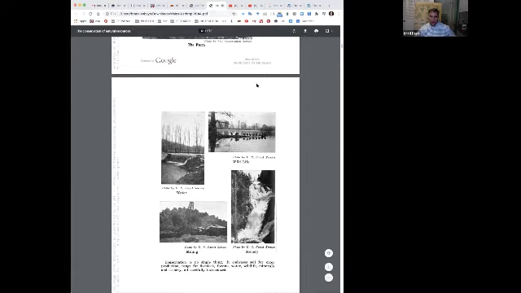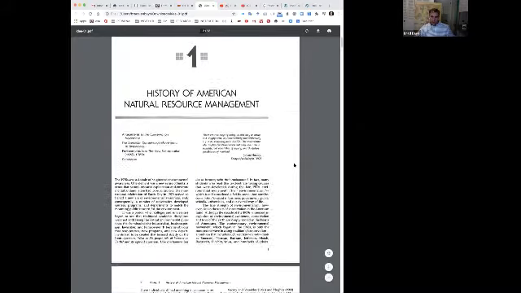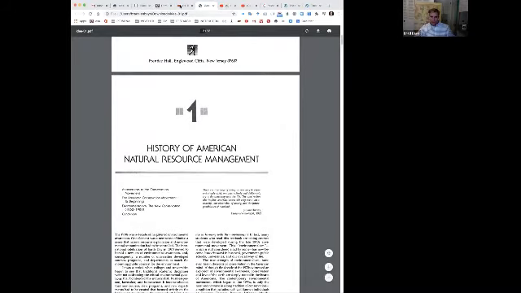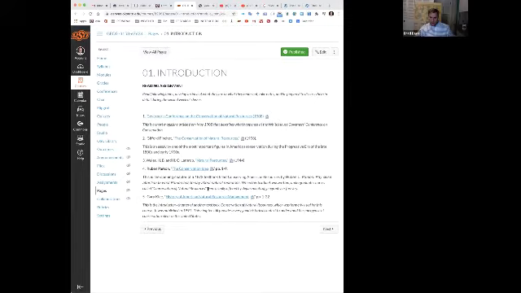Now, Gary Klee, the final reading in that list, I think it's the final reading, is the first chapter in a textbook by Gary Klee, okay? And this is one of the more recent textbooks in conservation.